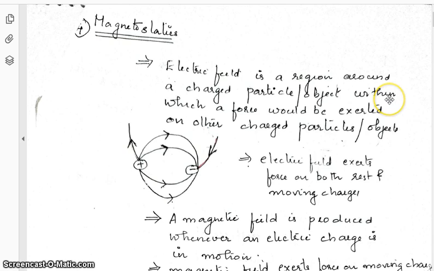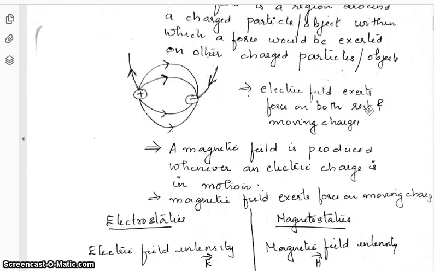In this video lecture, we will see what is magnetostatics. As I said in the class, a magnetic field is produced whenever an electric charge is in motion. In the presence of steady charge, we cannot produce a magnetic field. We require a charge under motion for producing a magnetic field.